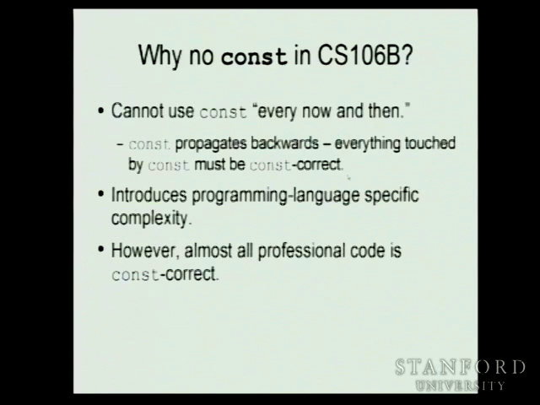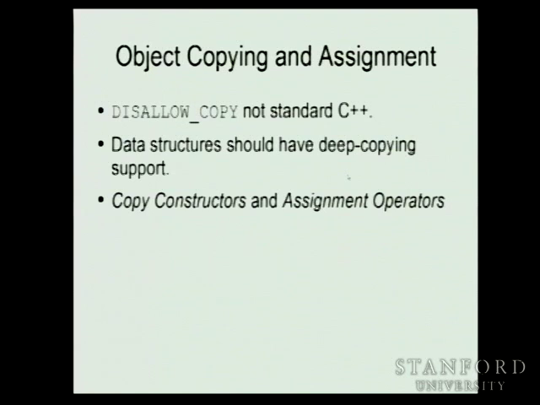Another big one, object copying and assignment. So you've seen disallow copy. It says, don't copy this object. And it's nice. It's not standard C++, but I've been told that Google actually has a macro that does something just like this, so you're programming the same way Google people do. The problem, though, is that if you're trying to write a PQ and it can't copy itself, it's a little bit frustrating. I mean, think about it. You can make a vector copy. You can make a map copy. If you can't make a PQ copy, you're going to be wondering, well, why not?